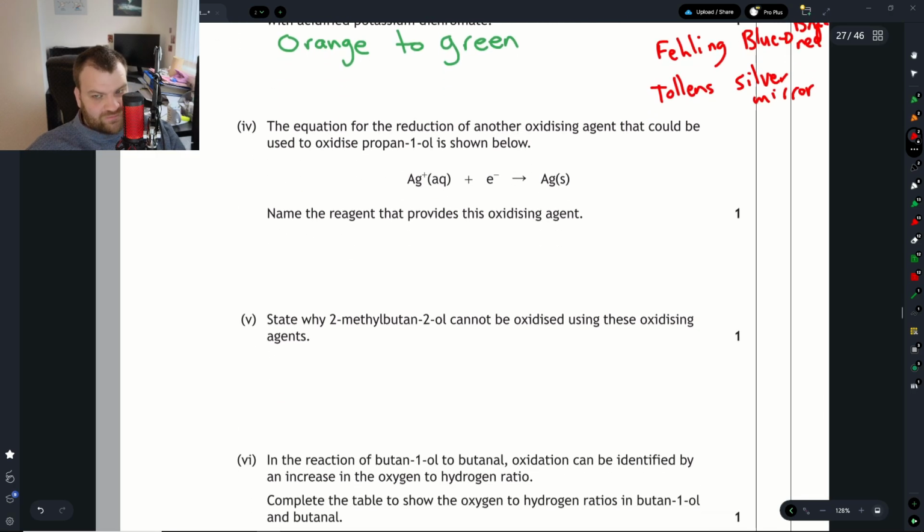Next one, we're asked about the reagent that produces this. Well, that's silver. That means it's silver mirror. That means our answer is going to be Tollens' reagent.